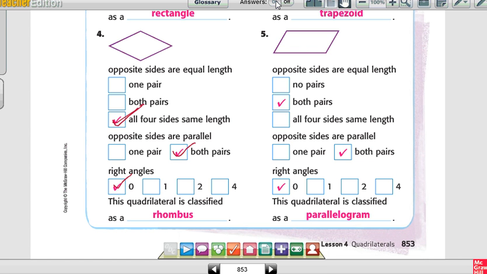Okay. Number 5 is a little different. I showed you that one. Both pairs are parallel and both pairs are equal length. It doesn't have any right angles though. But it's basically a rectangle that is slanted to the side, and that's called a parallelogram. That means this side is parallel to the right side, and the bottom is parallel to the left. So the top is parallel to the bottom. All right.